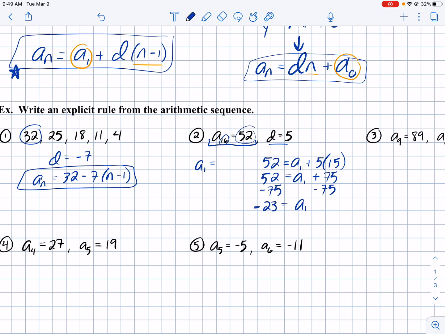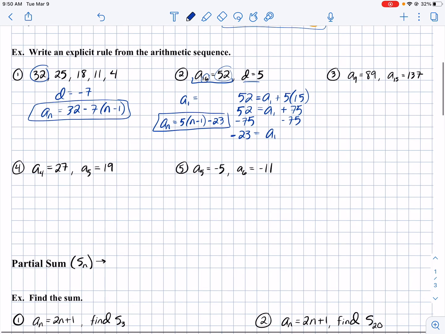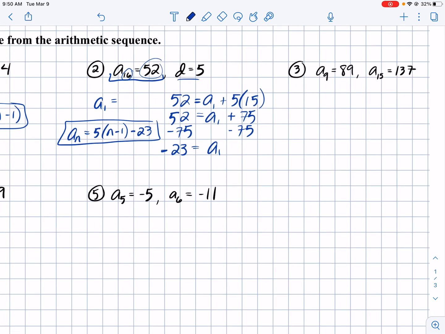If you want to write the rule, that would now look like this: a sub n equals the common difference of 5 times n minus 1 minus 23. Doesn't matter what comes first, if it's the common difference or the first term, does not matter. Let's try one more and then you'll finish with 4 and 5 on your own.